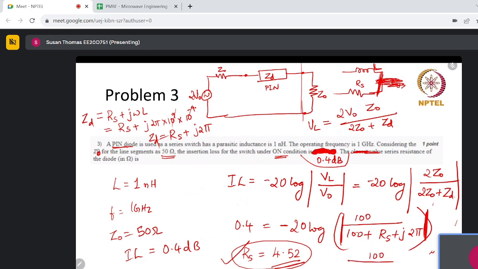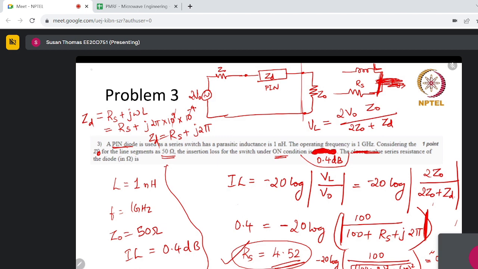So 100 is a real number. That's fine. In the denominator, it is the square root of 100 plus RS the whole square plus 2 pi the whole square. So this will be minus 20 log of this, equal to 0.4. Now you know how to take the logarithm base 10, that will be 10 power minus 0.4 by 20. Is that clear or should I write it down?